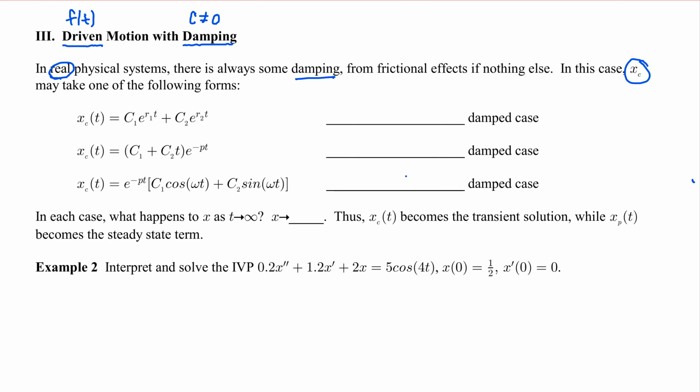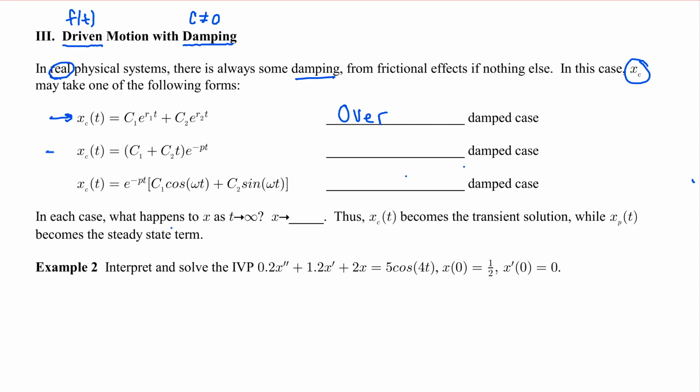Now, if the roots of the characteristic equation are real and distinct, then our complementary function looks something like this: c sub 1 e to the r sub 1 t plus c sub 2 e to the r sub 2 t. If you'll recall, this was the overdamped case. That is, the mass will settle back to its equilibrium position without any oscillation.